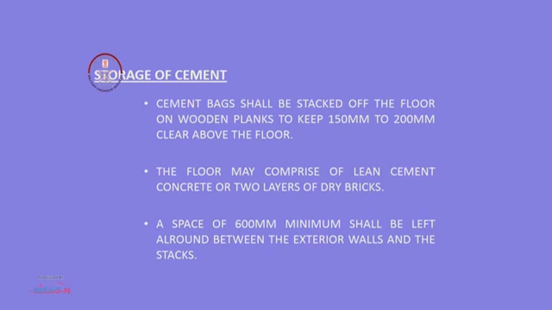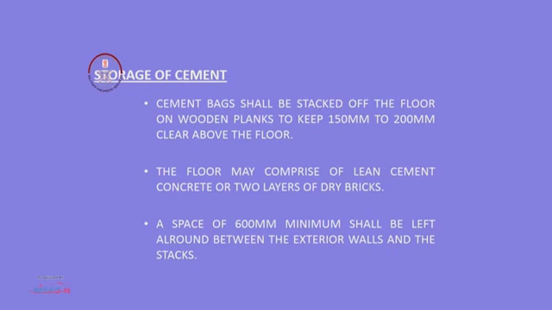When cement is stacked, it should not be stacked directly in contact with the floor. Generally on the floor, first battens are placed. On those battens, wooden planks are placed, and then on the wooden planks, cement is placed. It is preferable to keep 150 mm to 200 mm distance between the cement bag and the floor. This floor may be of lean concrete or 2 layers of dry bricks. We have to ensure that moisture from the floor may not come.